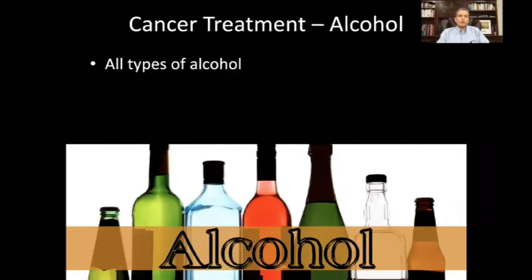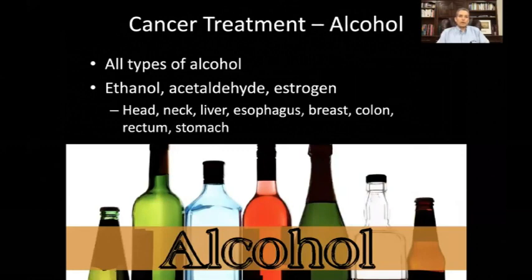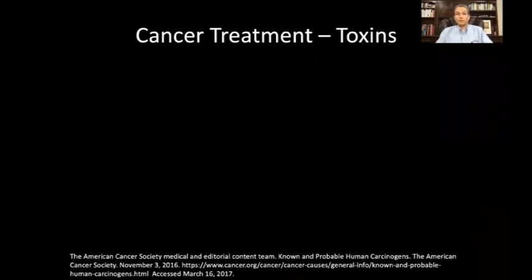Alcohol, again, all types of alcohol can cause cancer. Ethanol, acetaldehyde, estrogen, and so on. You can have head, neck, liver, esophagus, breast, colon, rectum, and stomach cancers. Ethanol promotes the development of estrogens, and especially if we're talking beer, because beer is typically made from hops. Hops is an estrogen stimulator. And so individuals that pick the hops plant for beer tend to have much higher rates of breast cancer, just the pickers, even if they don't drink the alcohol, because they're coming into exposure with those estrogen stimulating substances of the plant.